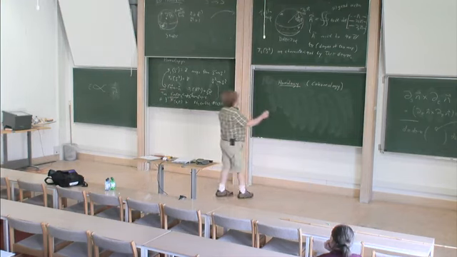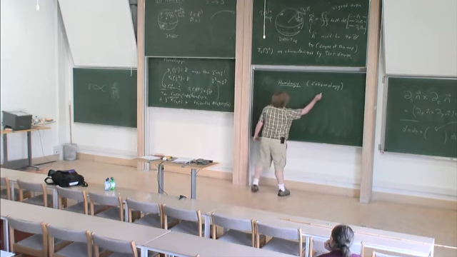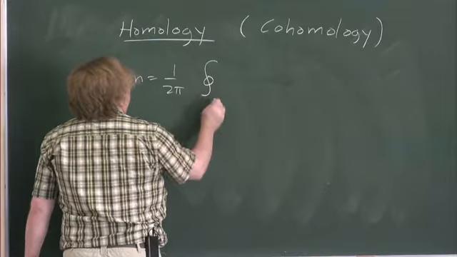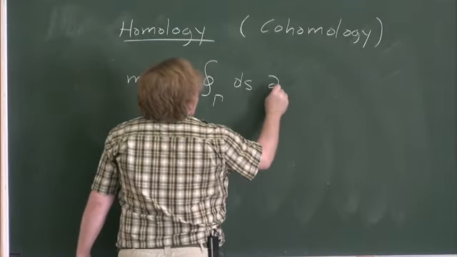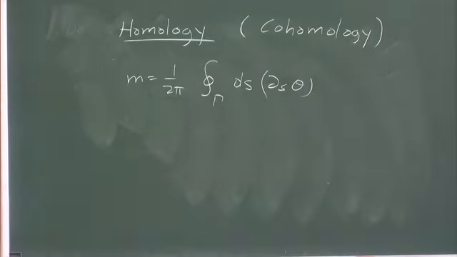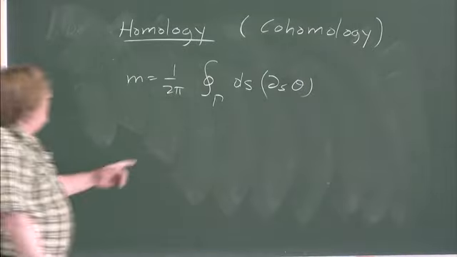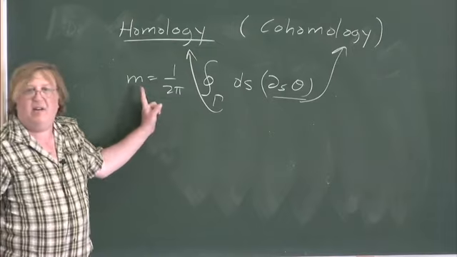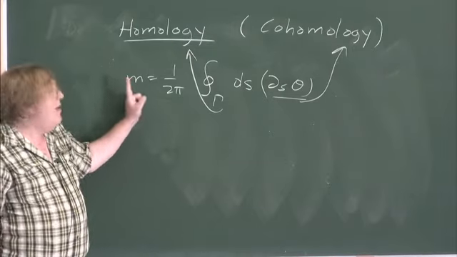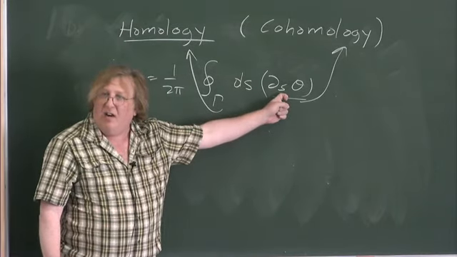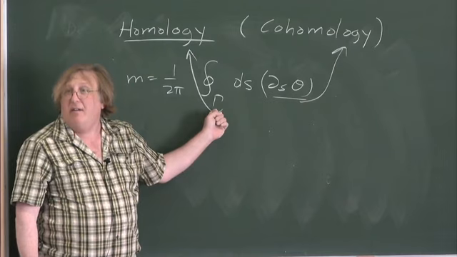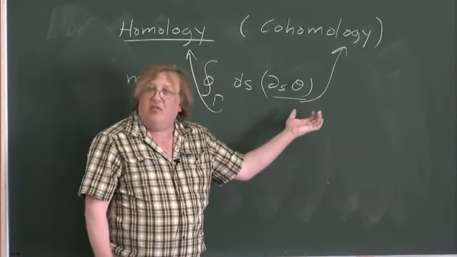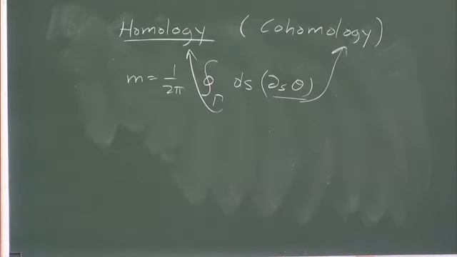But homology is different. Homology and cohomology, remember when we had m was 1 on 2 pi times this integral around gamma of d theta. So you see, homology is about the paths, and cohomology about this. I made a point of saying on purpose, m doesn't just depend on the thing you're integrating, it also depends on the path you took. So homology is telling you about paths you can take, and cohomology is telling you about the things you can integrate.